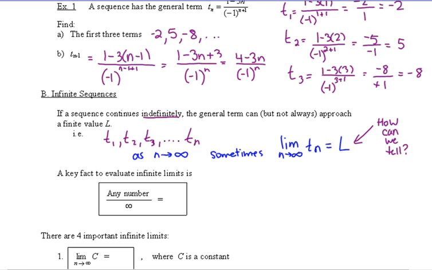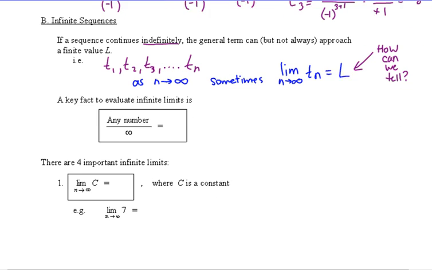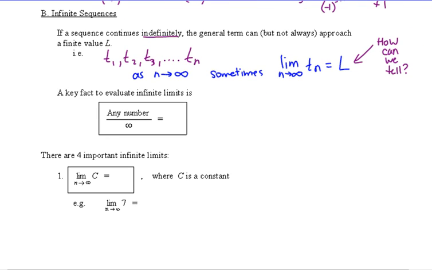Okay, before we get started on that, let's look at a couple of key facts. One, any number over infinity. So if you have a number over a really large number, what will it equal? It's going to be a really small decimal. In fact, it's going to approach what? 0. And so any number over infinity equals 0. So we're going to use that today.